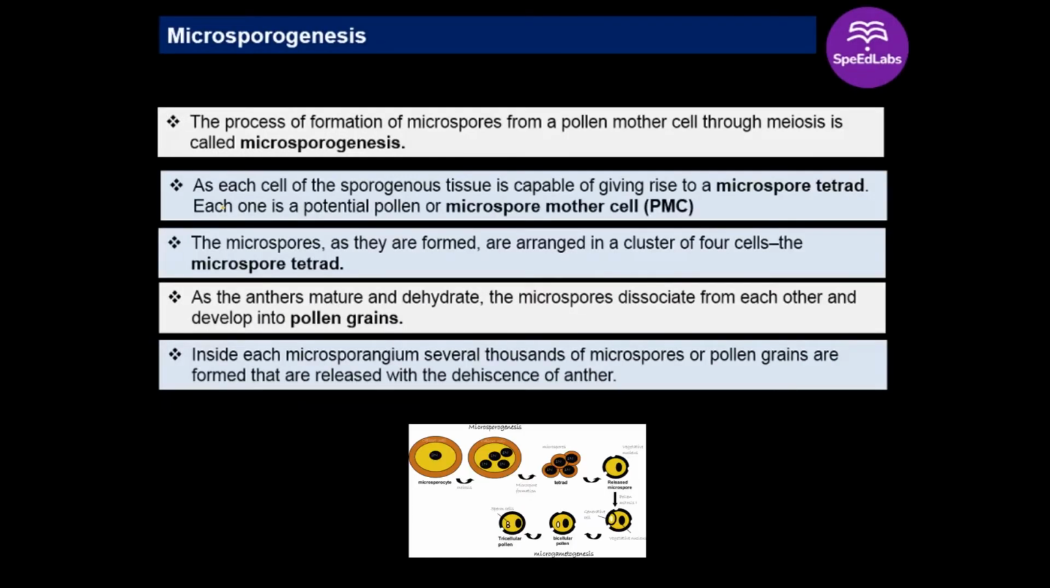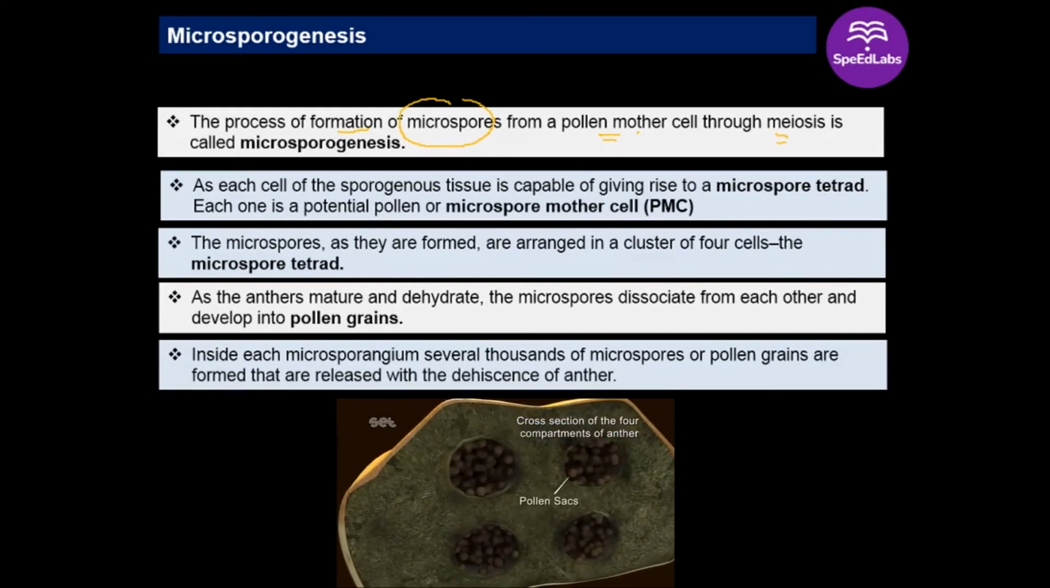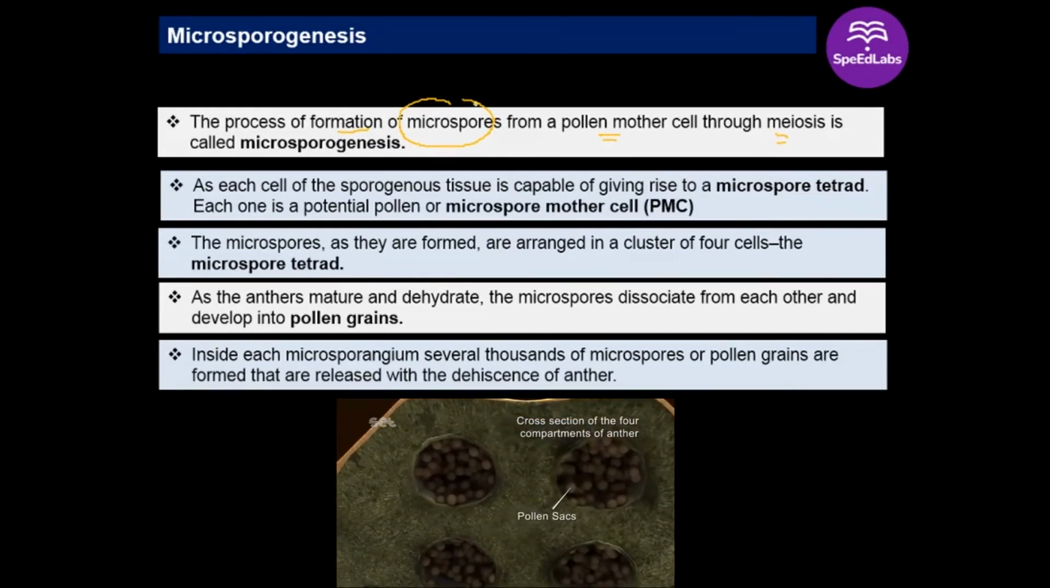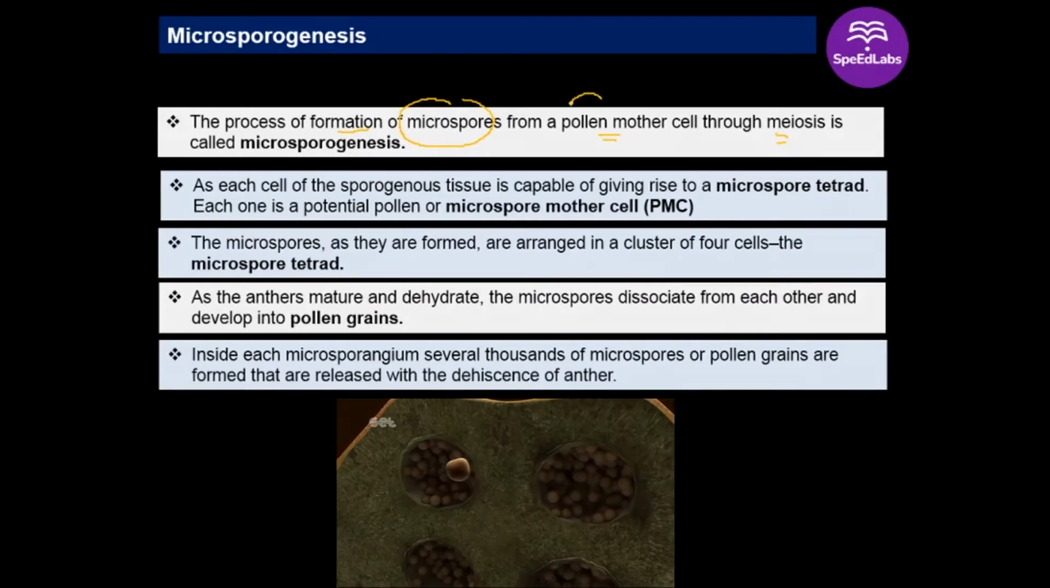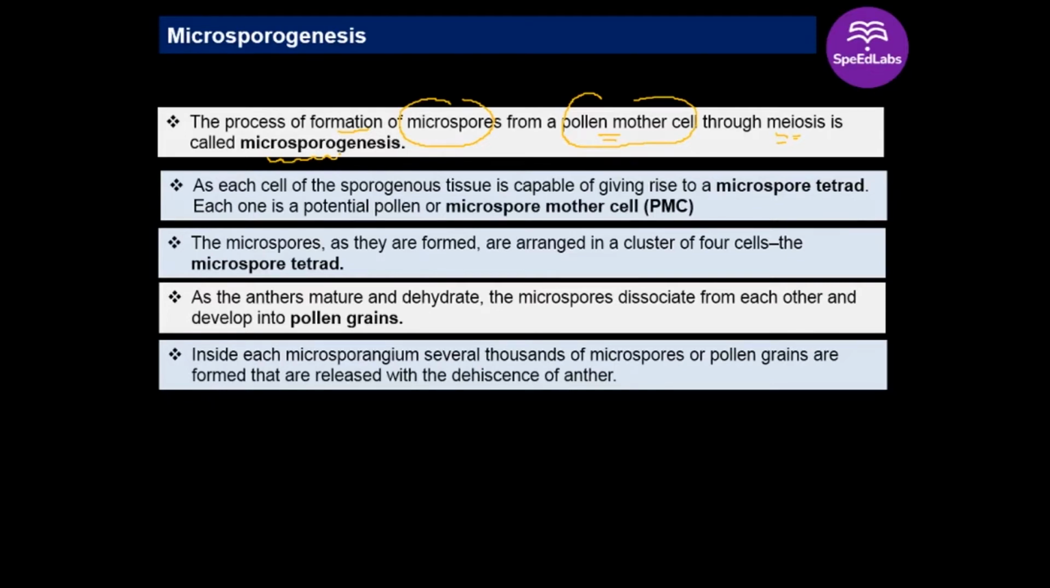Now see, what is microsporogenesis? It is the process of formation of microspores from a pollen mother cell through meiosis. Alright, every term is very important. Where are these microspores coming from? They are coming from the pollen mother cell via which process of cell division? Through meiosis. And this process is nothing but microsporogenesis.